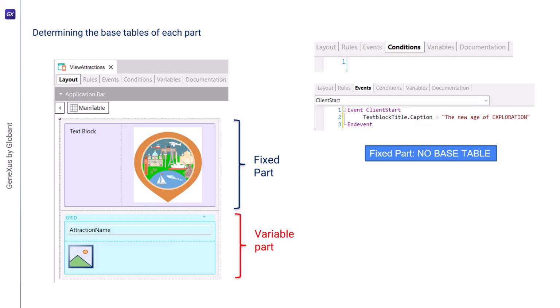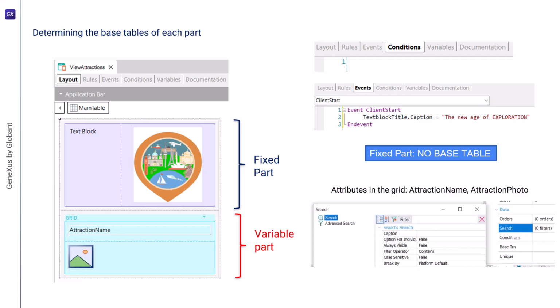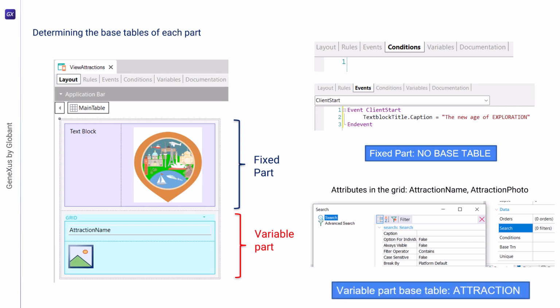If we analyze the variable part, we see that the grid columns contain the attributes attraction name and attraction photo. There are no attributes in the order or search properties, nor conditions of the grid, and the value of the base TRN property is not assigned. In addition, there are no attributes of the load event or in events of controls inside the grid. Therefore, the variable part of the panel, composed of the grid, will have the attraction base table.